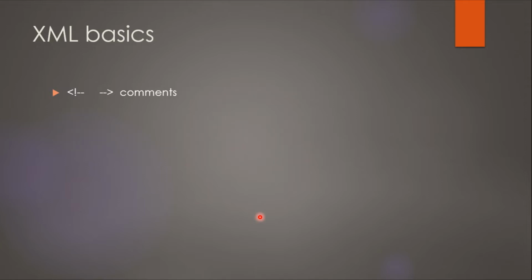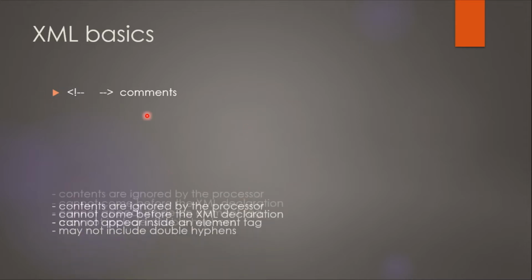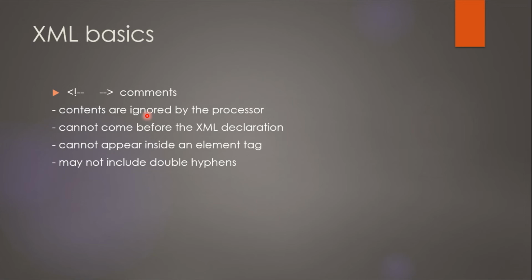Now how to implement or define comments in XML: the angular bracket start, the exclamation sign, then the dash dash, and the dash dash and the angular bracket close. This is the syntax of comments in XML. Contents are ignored by the processors. They cannot come before the XML declaration, cannot appear inside an element tag, and may not include double hyphens.